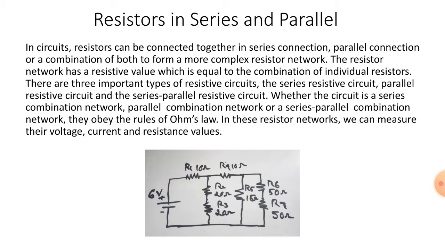Resistors in series and parallel. In circuits, resistors can be connected together in series connection, parallel connection or a combination of both to form a more complex resistor network. The resistor network has a resistive value which is equal to the combination of individual resistors. There are three important types of resistive circuits: the series resistive circuit, parallel resistive circuit, and the series parallel resistive circuit. Whether the circuit is a series combination network, parallel combination network, or a series parallel combination network, they obey the rules of Ohm's law. In these resistor networks, we can measure their voltage, current, and resistance values.